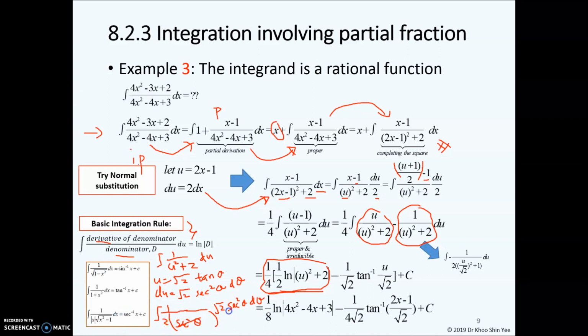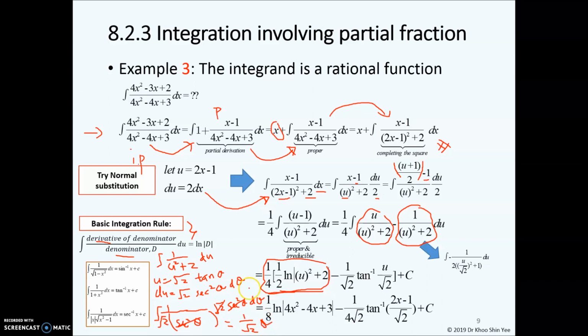So this and this can be cancelled off, and square root of 2 divided by 2, you get 1 over square root 2. So this is the answer. So we further solve this, you should get 1 over square root 2 and theta.